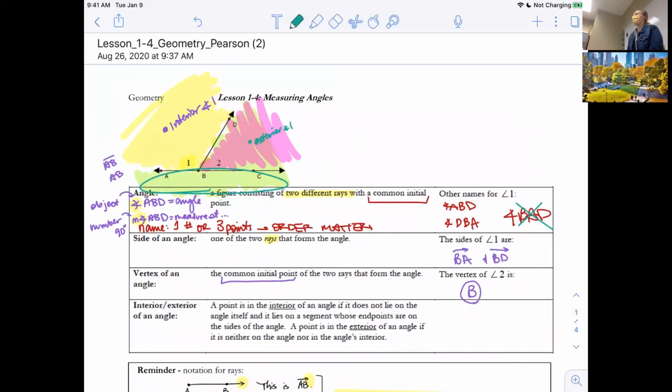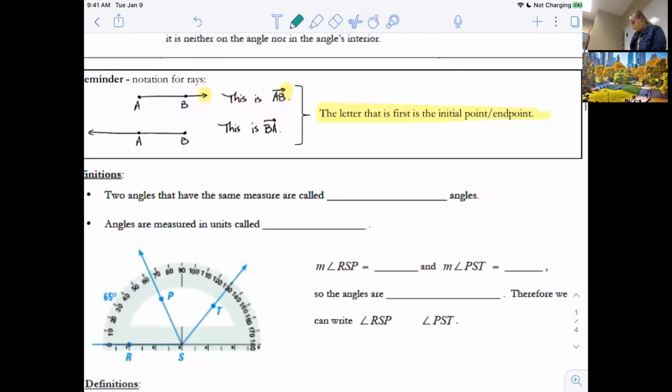It would be shaded if I was doing exterior, yes. So is that yellow part the exterior of angle 1? The yellow and then the green at the bottom that I circled, that's the exterior of angle 2. Very good. All right, moving along.